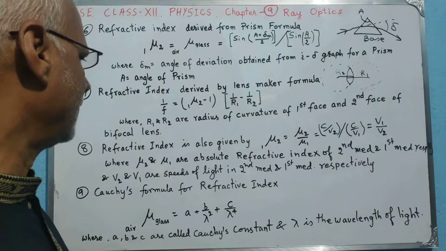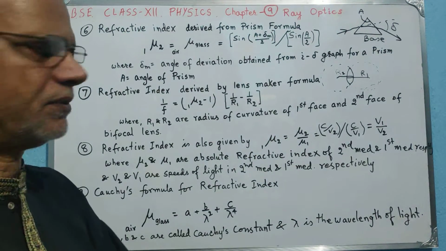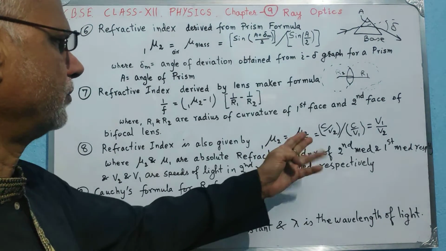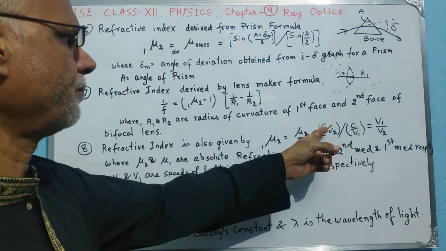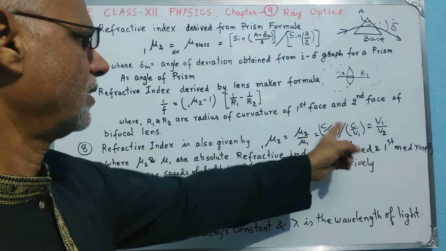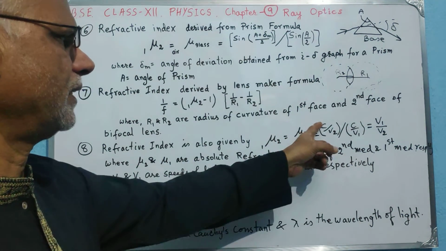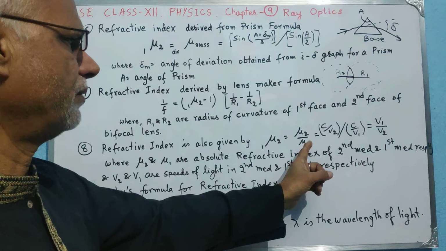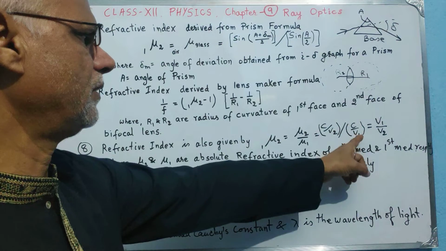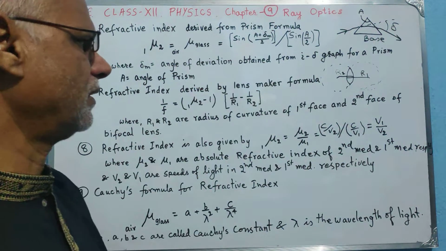Next is refractive index given in terms of absolute refractive index. We have discussed it also, but I thought better to mention it once again, in terms of the speed of light in vacuum divided by speed of light in medium. For mu2, from the basic definition of absolute refractive index, we get C by V2, and for mu1, the absolute refractive index of first medium, it will be equal to C divided by V1, where V1 is the speed of light in first medium and V2 is the speed of light in second medium.